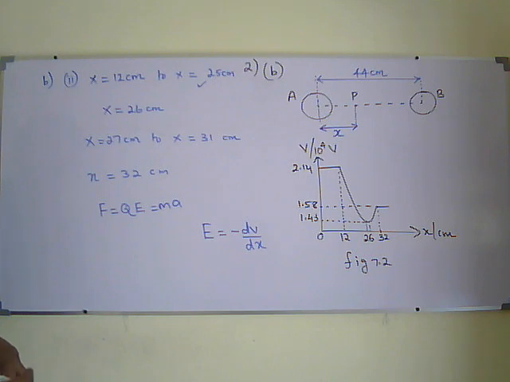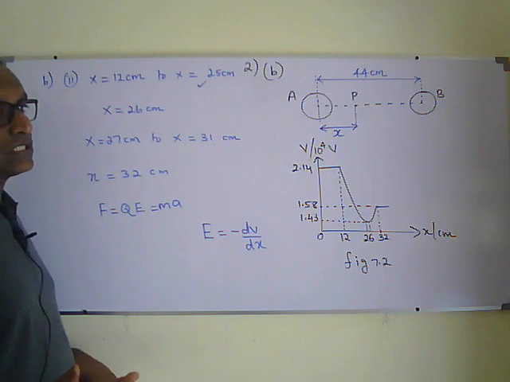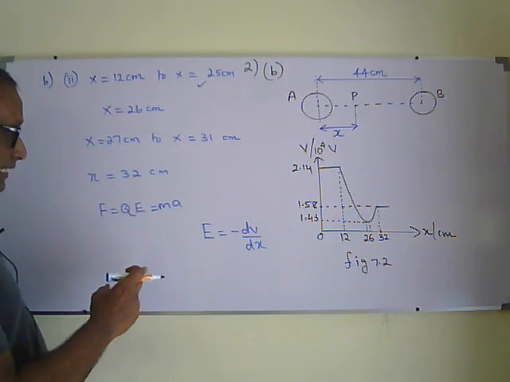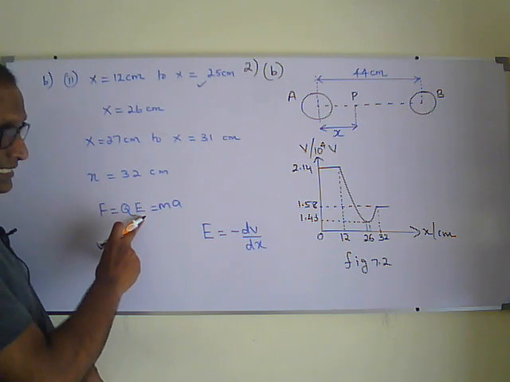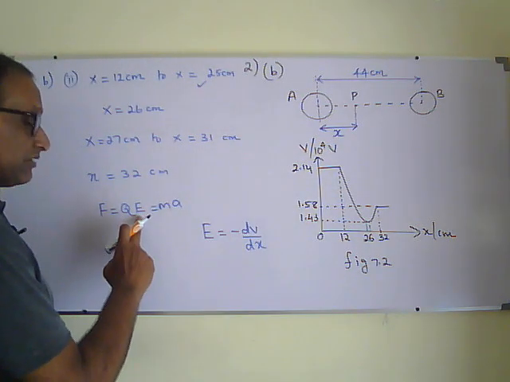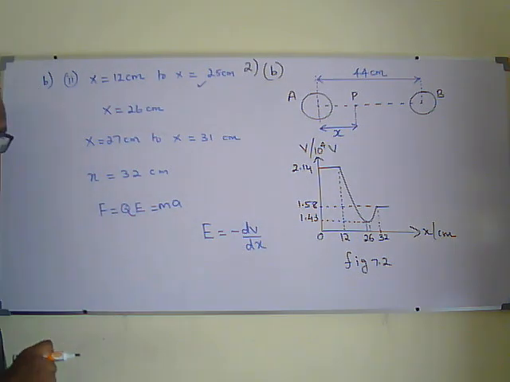And also rate of increase is decreasing because slope is decreasing. Rate of increase of speed is decreasing. That means, what do you mean by rate of increase of speed? Acceleration is decreasing. Why? Electric field strength is decreasing. Slope is decreasing. Electric field strength decreasing means acceleration is decreasing. You can answer the first part like that.